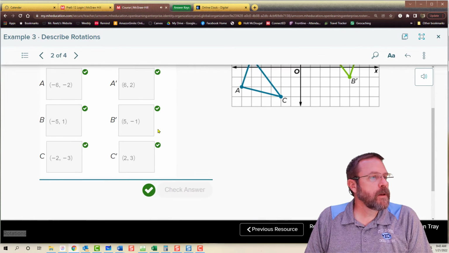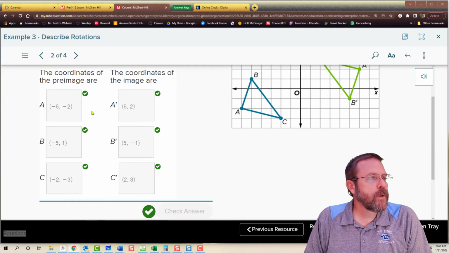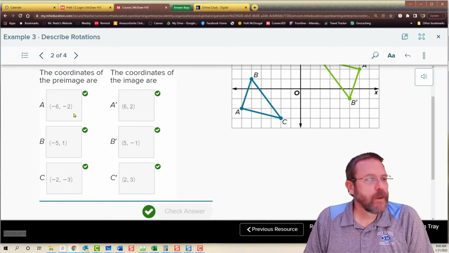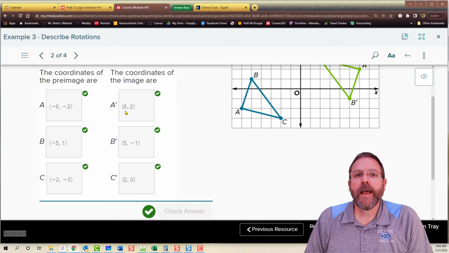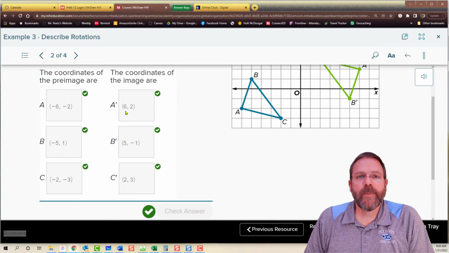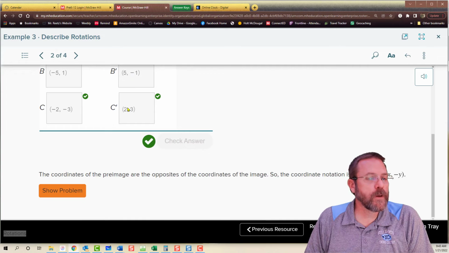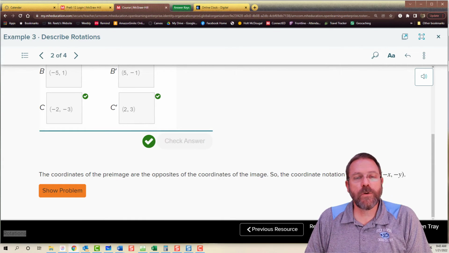Now we want to take a look and see what's the pattern. Well, the pattern is that the X and Y stays in the same location. So 6 stayed in the 6 spot, 2 stayed in the 2 spot. But the X and Y's became opposites of what they were. A negative became a positive, a negative became a positive. And that happened for all 3 of your points. So what we did is we went from (x, y) to (-x, -y).